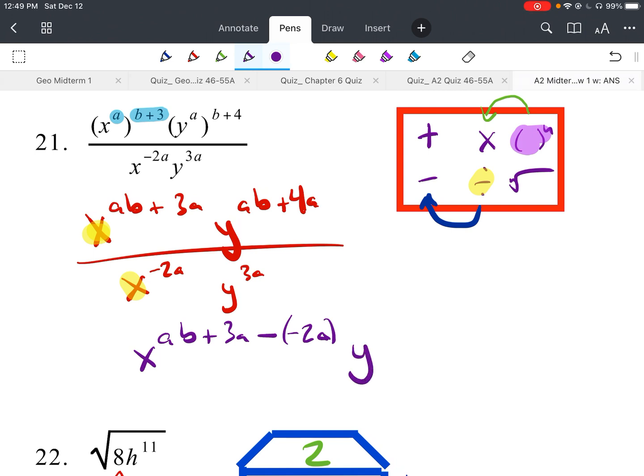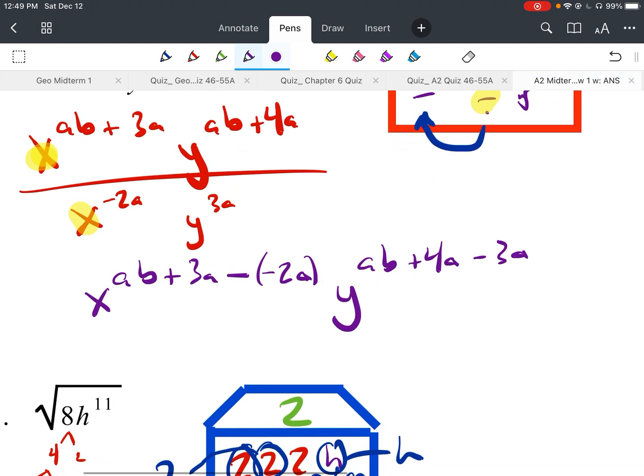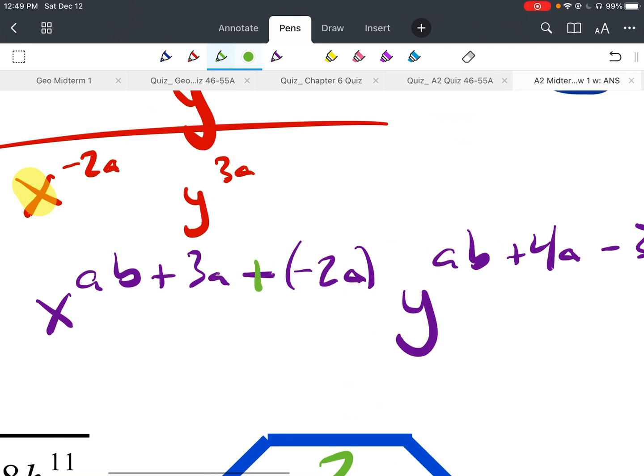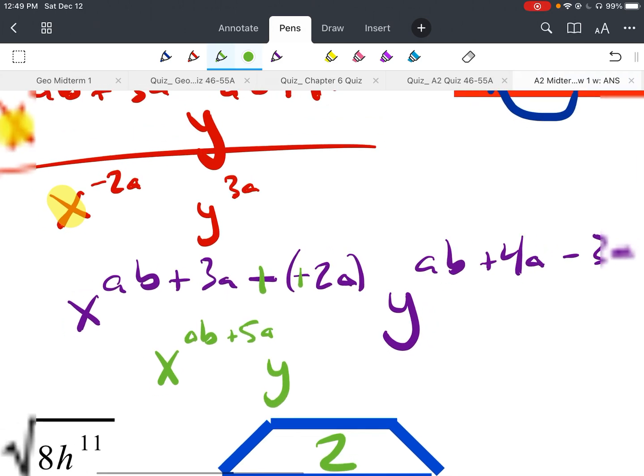You're subtracting negative 2a. So protect it with parentheses if you like. Okay? And this would be y to the ab plus 4a. And same way, we're going to subtract 3a. Okay? Subtracting a positive 3a. Now we'll just clean this up just a little bit. Remember, subtract means add the opposite. So this is x to the ab plus 5a, and that looks good. And then this would be y to the ab plus a. And that's about as far as you can go.